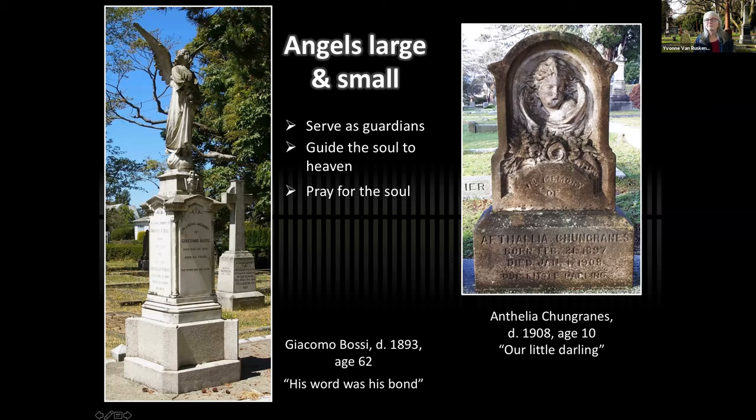The little cherub over here on the right is so beautiful. And that's for Aphthalia Chungranus, who died at age 10 of meningitis. And again, beautiful little epitaph, our little darling. Angels overall have a variety of roles. They symbolize spirituality in general, but they also serve as guardians of the tomb.